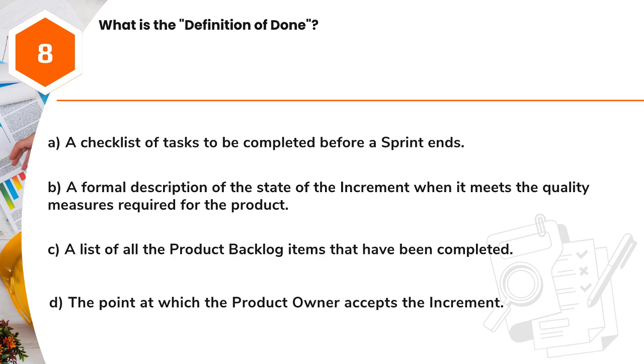Question 8. What is the definition of done? A. A checklist of tasks to be completed before a sprint ends. B. A formal description of the state of the increment when it meets the quality measures required for the product. C. A list of all the product backlog items that have been completed. D. The point at which the product owner accepts the increment.